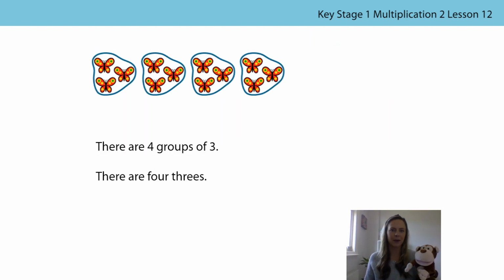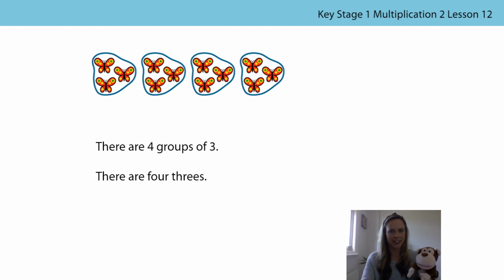Have a look at this picture. We've got some equal groups of butterflies. I'm going to read the stem sentences to describe the picture, and I wonder if you can repeat them after me. There are 4 groups of 3. There are 4 threes. I would like you to write down the multiplication expression that matches this picture. Remember to write your multiplication symbol correctly. Bongo is going to have a go too. Pause the video and then come back to us when you've had a go.